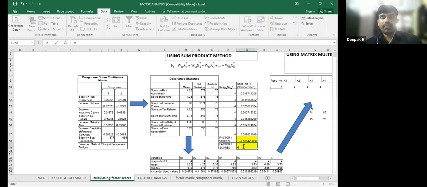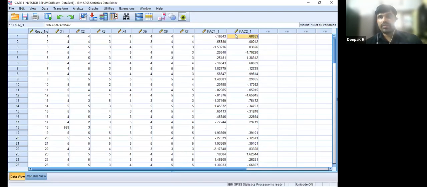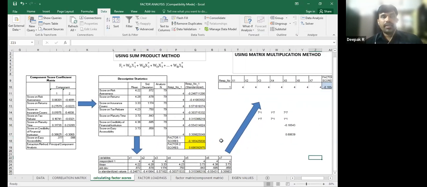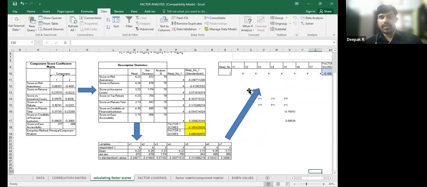The same thing, if I go for the SUMPRODUCT function, I take the first array, comma, and the standardized scores, and then enter. These are the values that we have got even in SPSS, 0.16 as well as 0.68. Now there are other methods also in which we can do the same analysis.